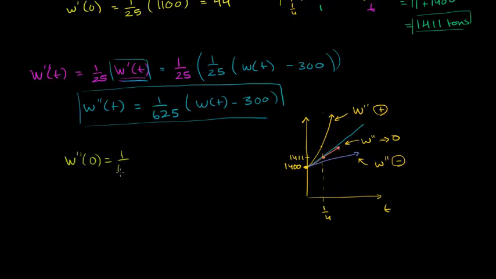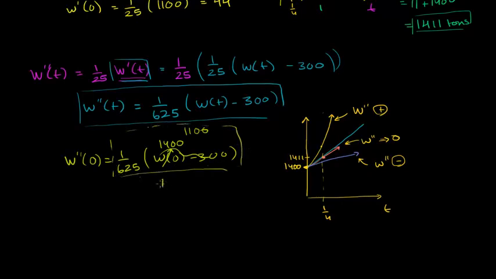So let's just figure out what our second derivative is at time 0. It's going to be equal to 1/625 times W of 0, which we know, minus 300. Well, W of 0, the amount of waste we have at time 0, they told us in the problem is 1,400 tons. 1,400 minus 1,300 is 1,100. And then 1,100 divided by 625 is a small number. It's 1 point something, but it is a positive number. And that's the important thing here. So all of this business is positive. So the second derivative is positive, which means the slope is increasing.